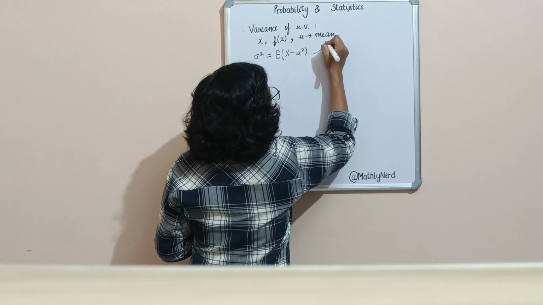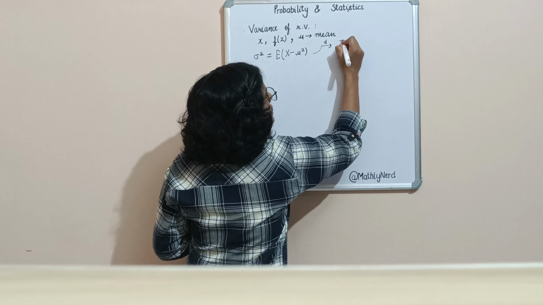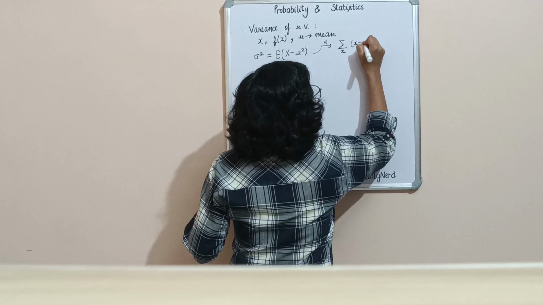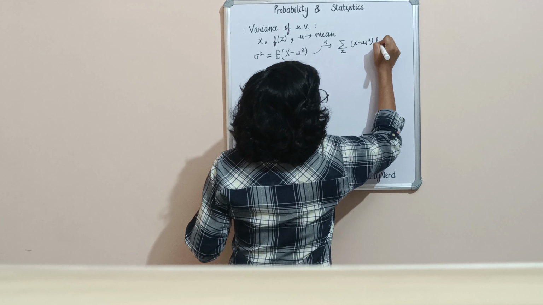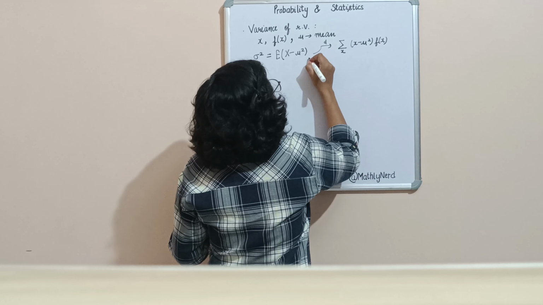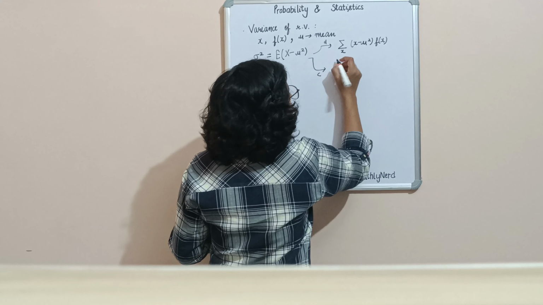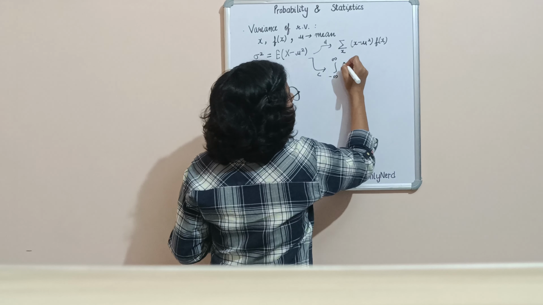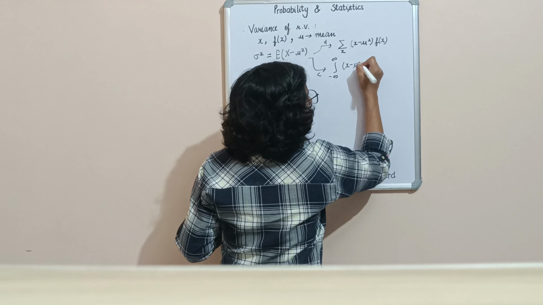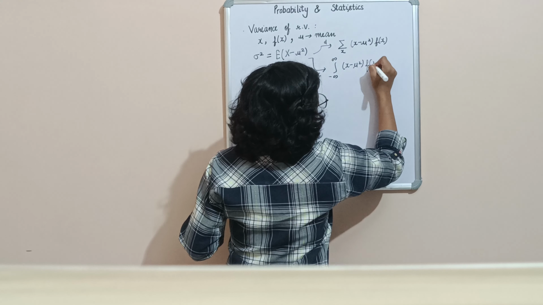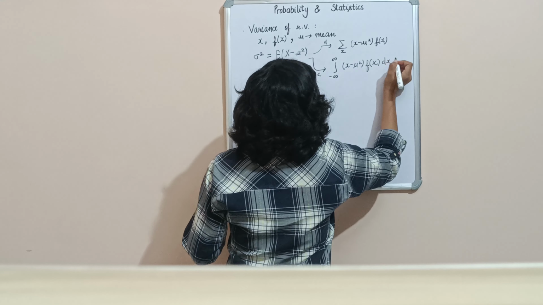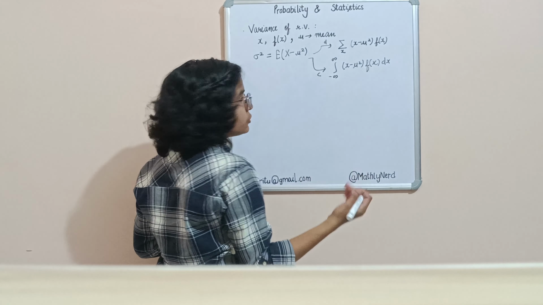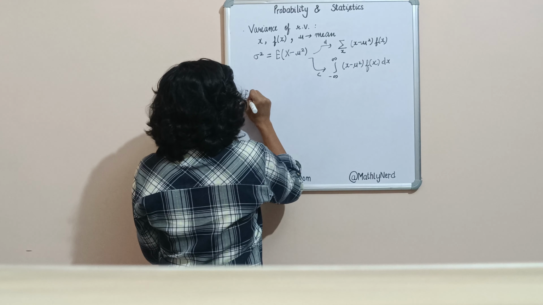For the discrete case, this equals summation over x of (x minus mu) square times f of x, and for the continuous case this equals integration from minus infinity to infinity of (x minus mu) square times f of x dx. Now if we solve this, we will get a new expression. Let us solve this together.